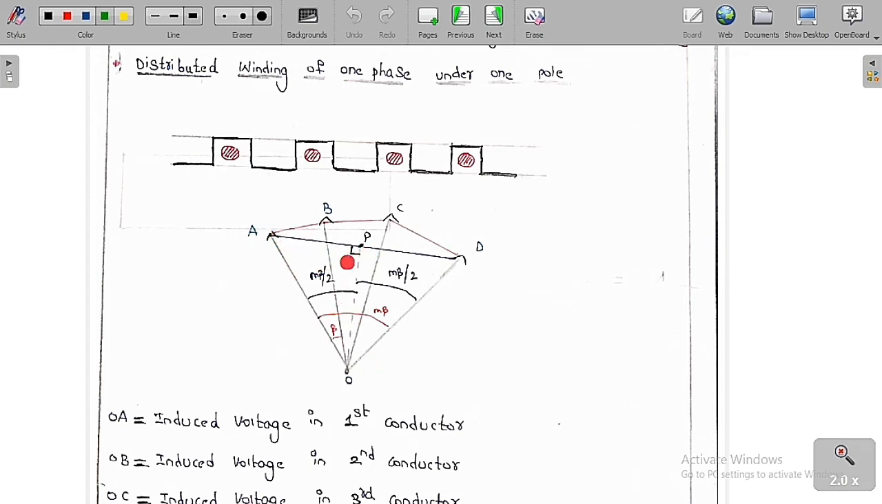Then what is the value of AP? AP is equal to AO into sine of m beta by 2. Whereas AP is equal to AD by 2. This is because the perpendicular is going to bisect this length into two equal parts, since it is an isosceles triangle. So AP is equal to AD by 2.